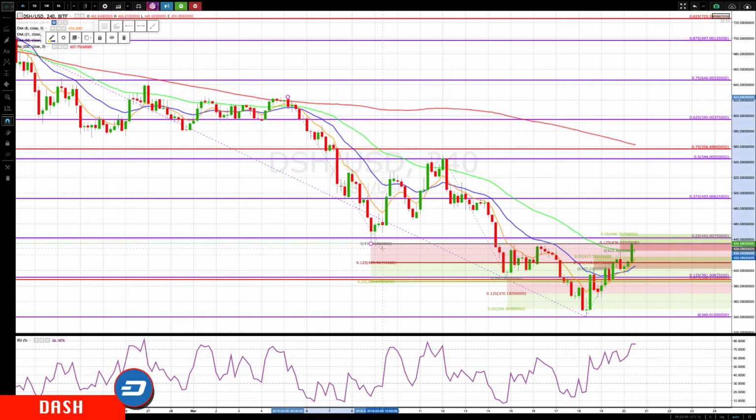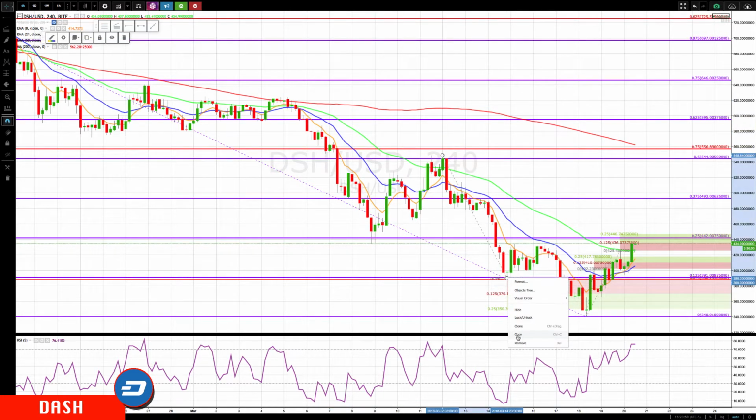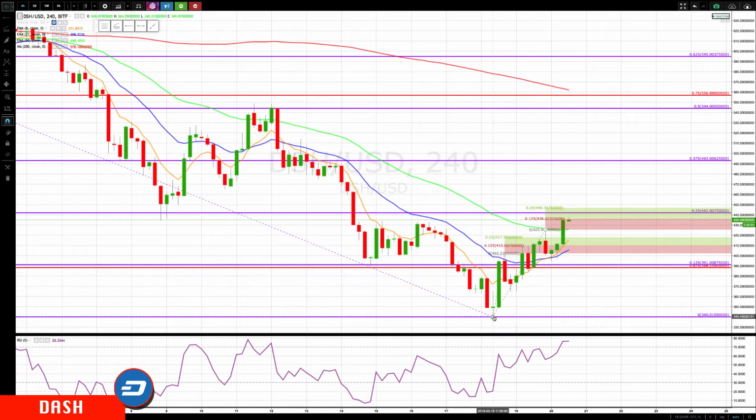Let me move some of these out of the way right now. Let me just remove them for the time being. So now we've rallied up, returned to this cluster area with the retracement area to 12.5%, moved back down, got through it. We then did a projection from these lows to this high on the 18th.